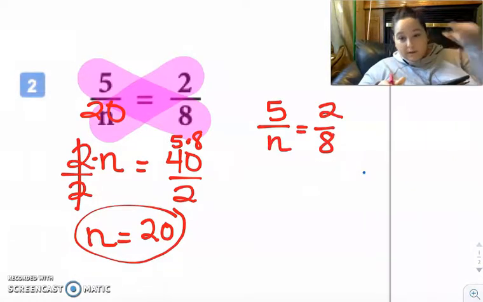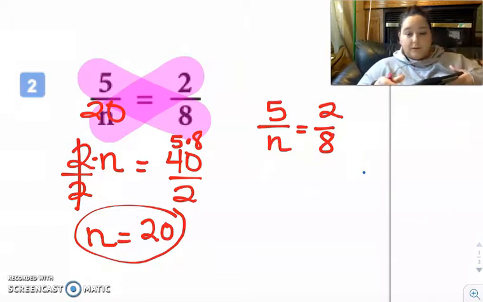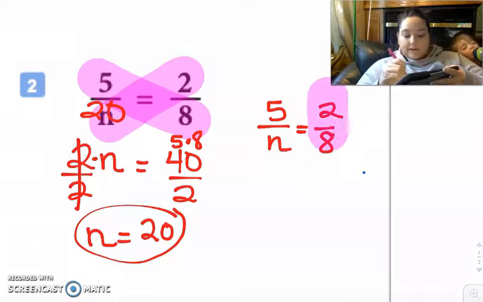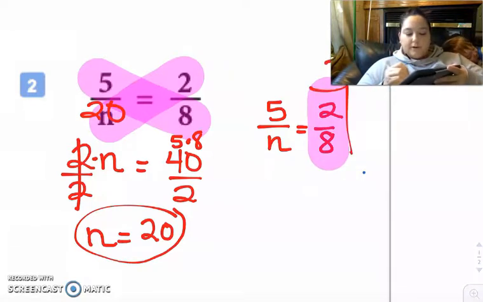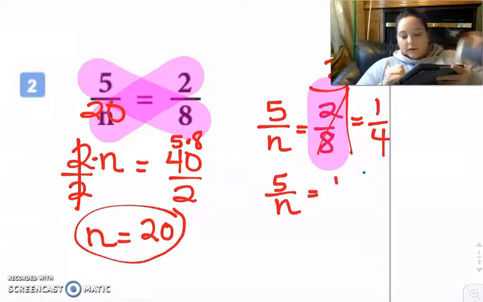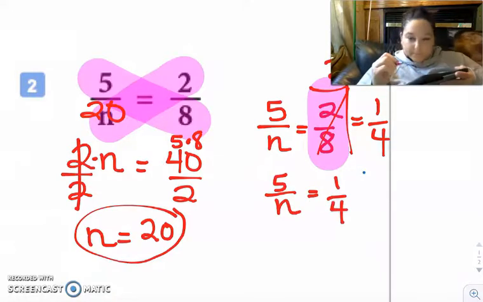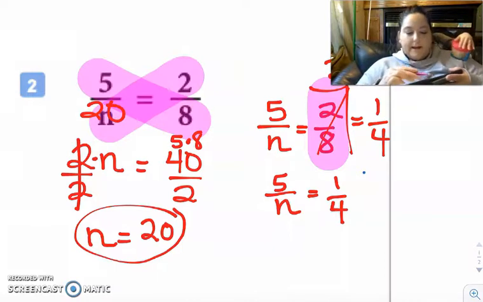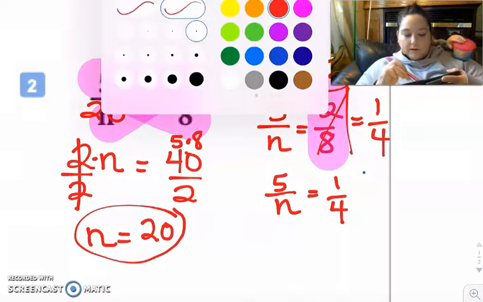All right, if I really wanted to use the strategy of giant 1 with this problem, then what I could do is I noticed that I could simplify this fraction. 2/8, if I divide a 2 out of each of those, it's the same as 1/4. So I'm going to change this 2/8 to 1/4. So 5 over n equals 1/4. Now, I'm just going to switch colors.